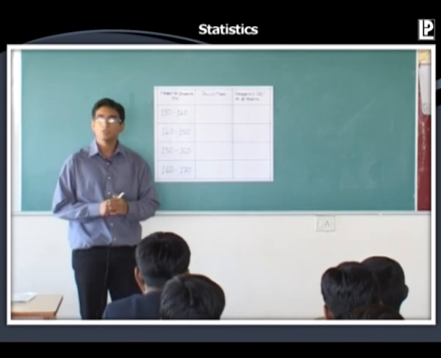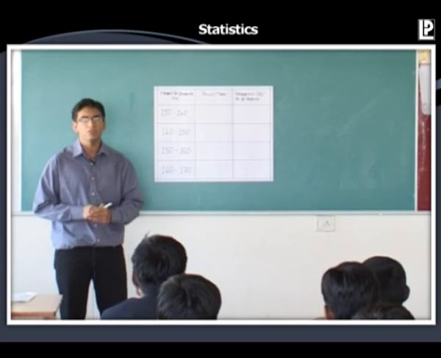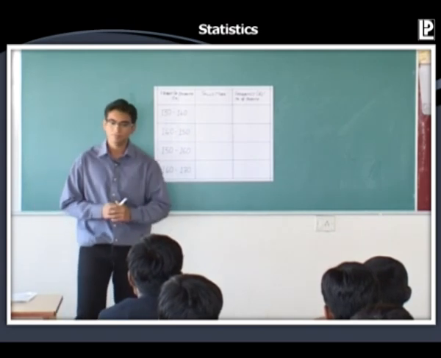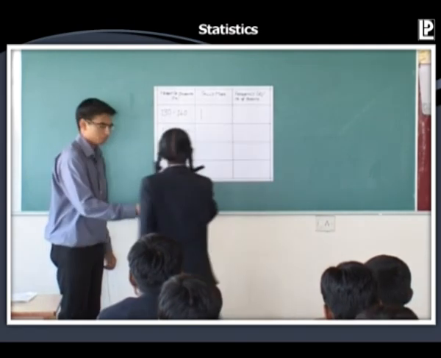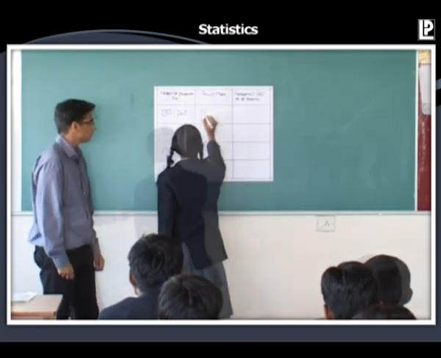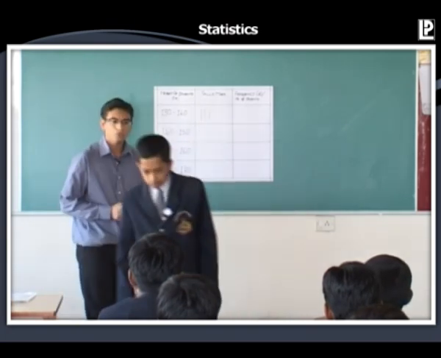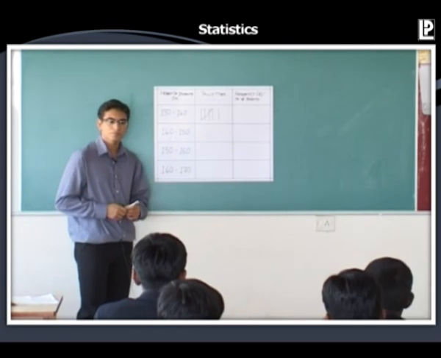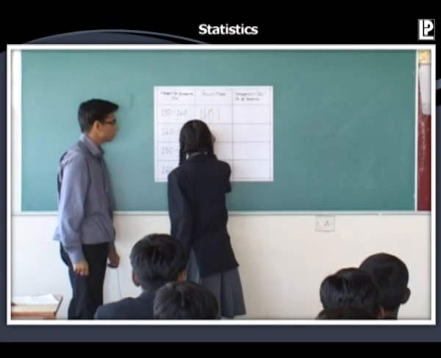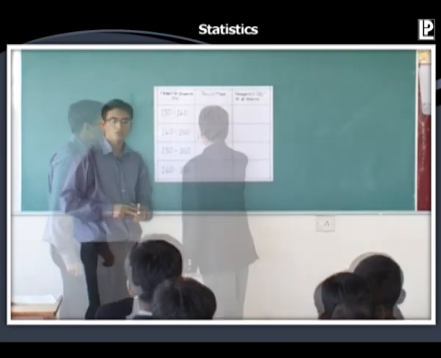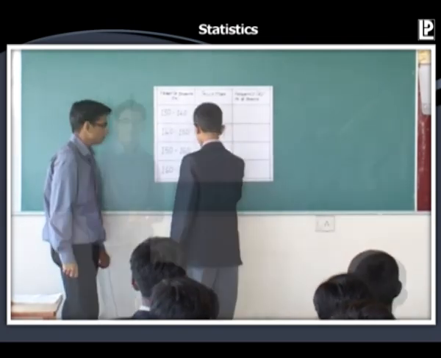Each student shall put a tally mark against his or her height in the class interval in which the height falls. Group A, Group B, Group C, and Group D.